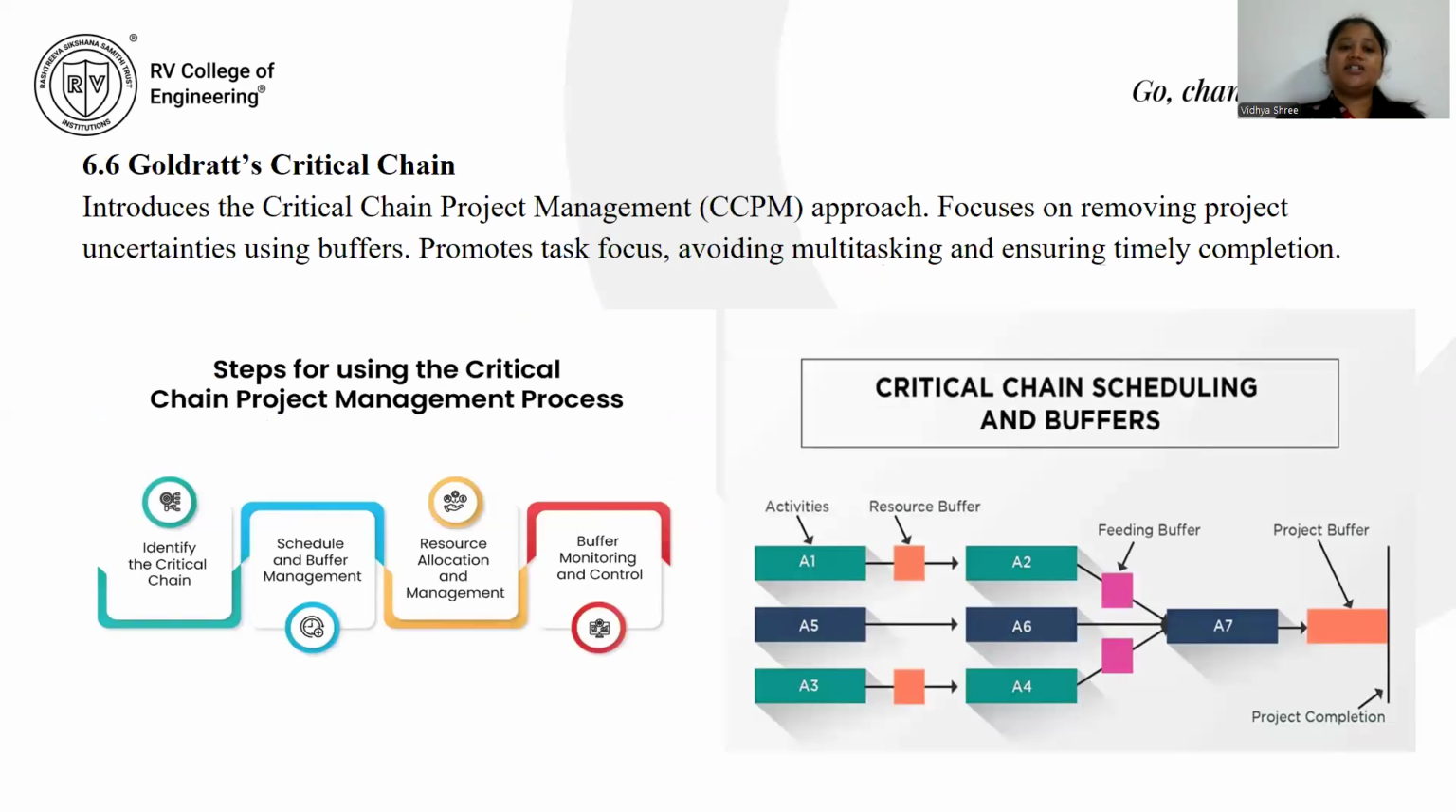And Goldratt's critical chain introduces a critical chain project management approach that focuses on removing project uncertainties using buffers, promotes a task focus, avoiding multitasking, and ensuring timely completion. These are the steps used for the critical chain project management process. Firstly, identifying the critical chain, schedule and buffer management, resource allocation and management, and buffer monitoring and control.